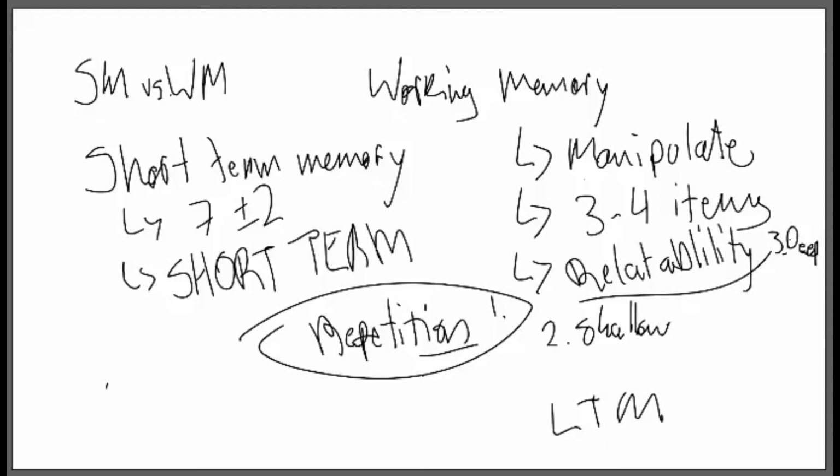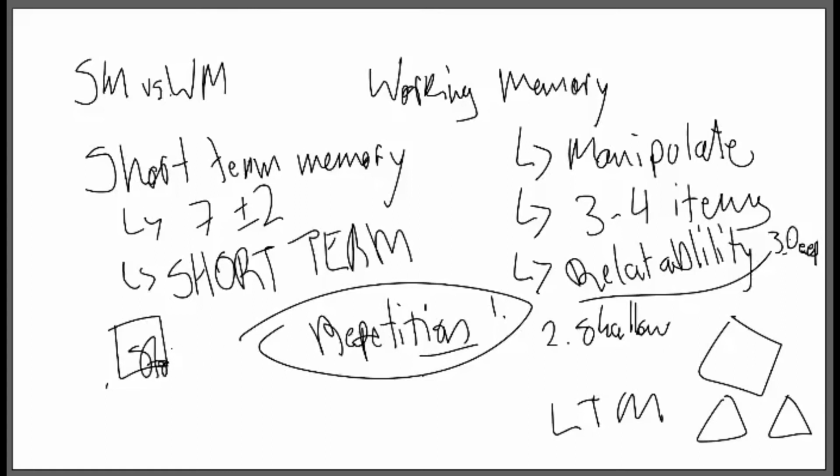But that's basically a little bit of what you can do with working memory as opposed to short-term memory. The way that I've been told to think of short-term memory is like a box, and working memory is you manipulating that box. You can turn it into a diamond, or into two triangles. This is just for storage, and this is for like origami.